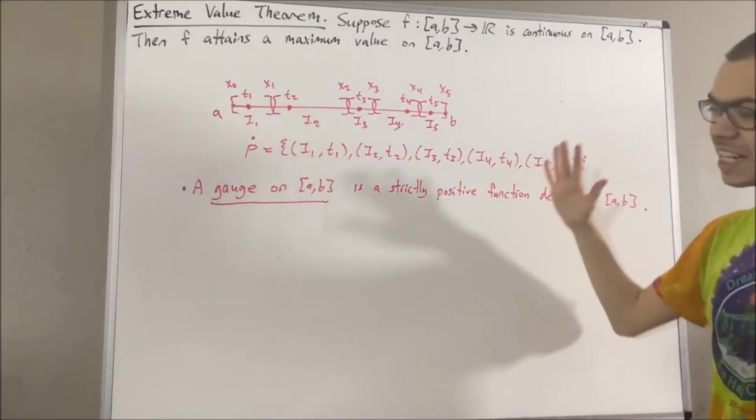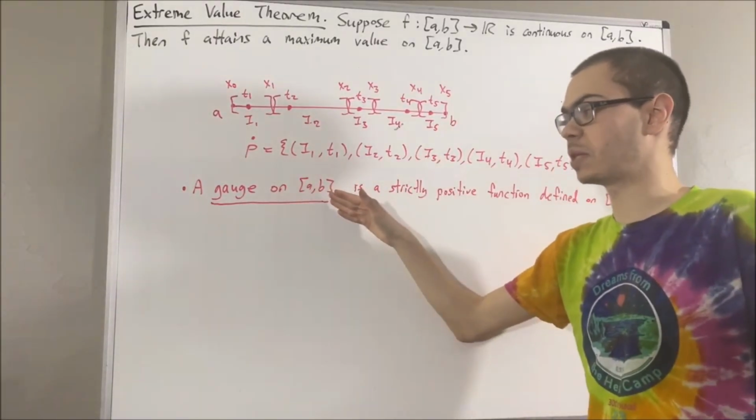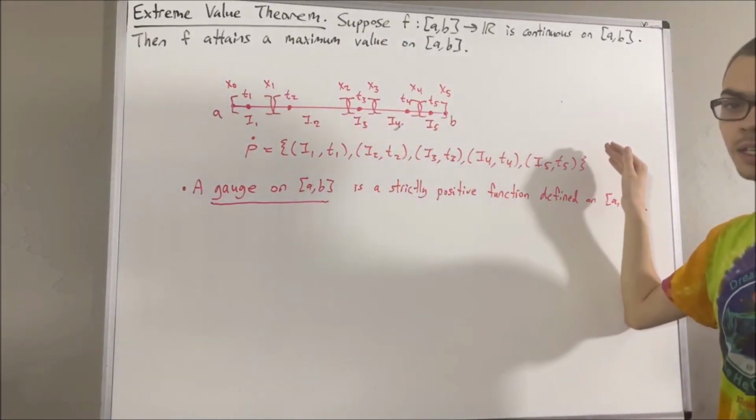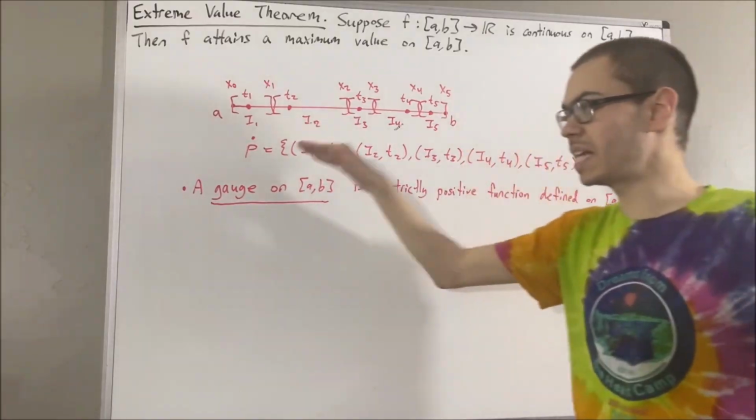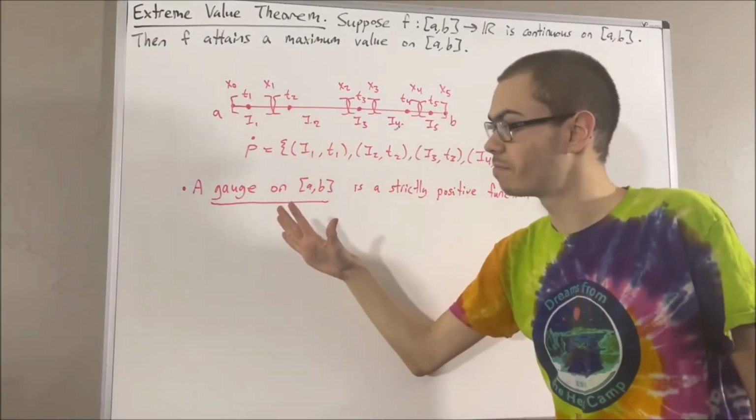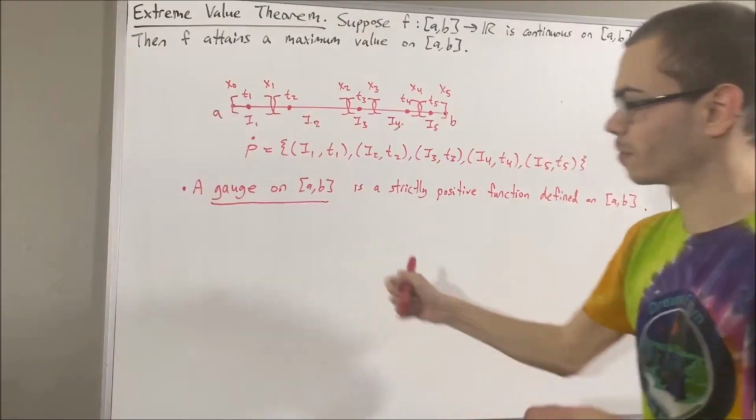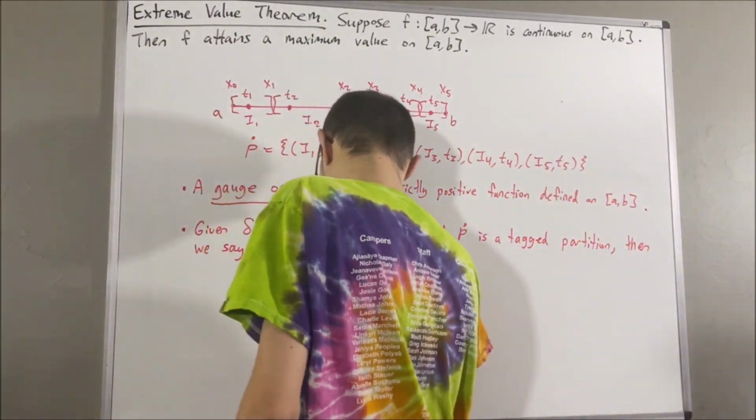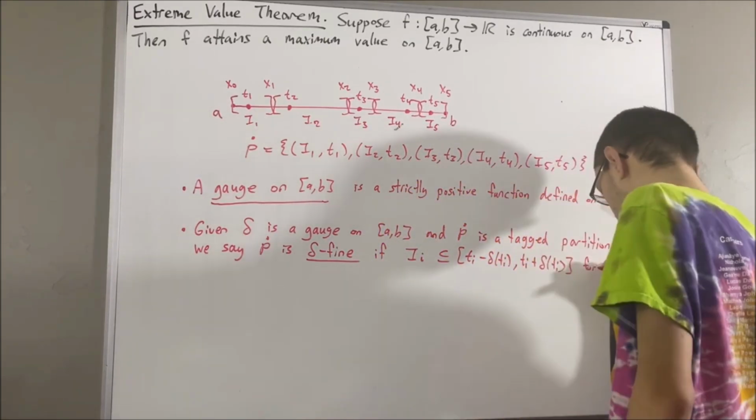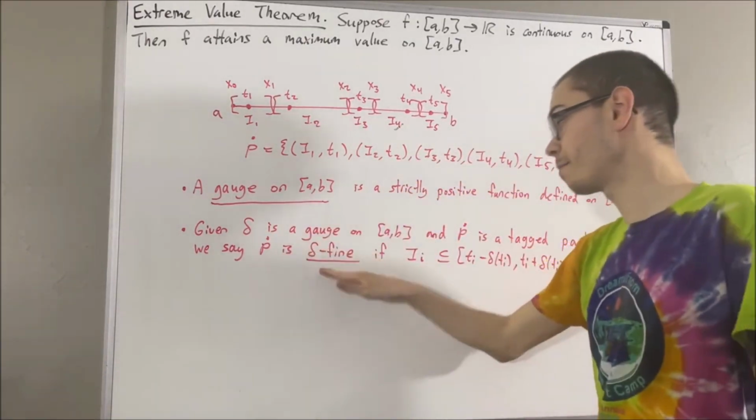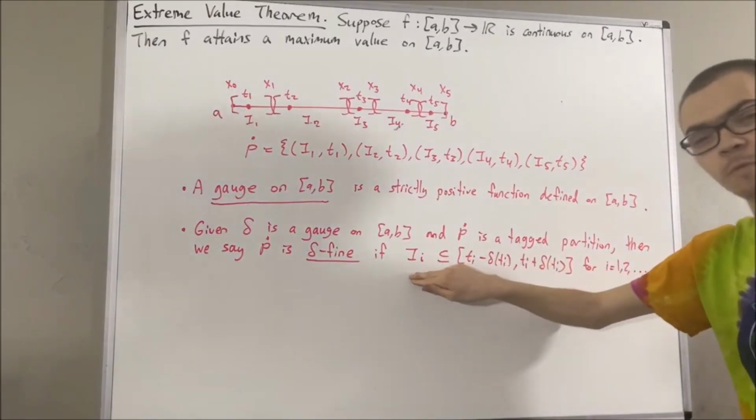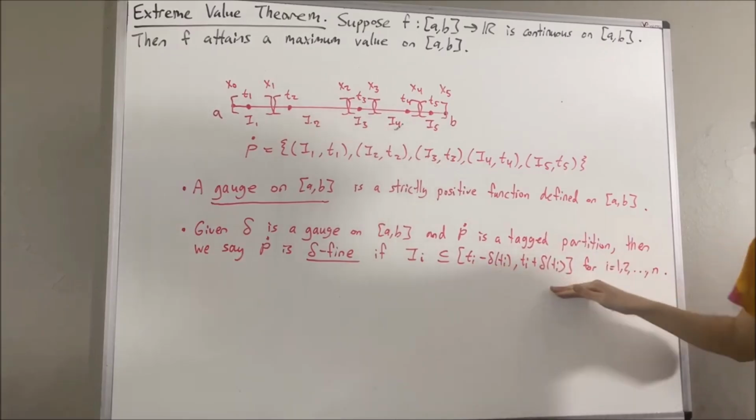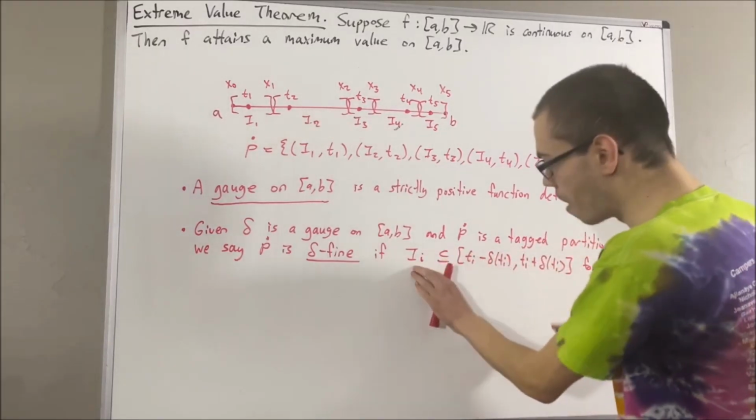Now, if we're given that delta is a gauge on [a, b] and P is a tagged partition of [a, b], then we say that P is delta fine if the following is true. We say P is delta fine if each subinterval of the partition is a subset of this interval, which is an interval centered at the tag of the subinterval.